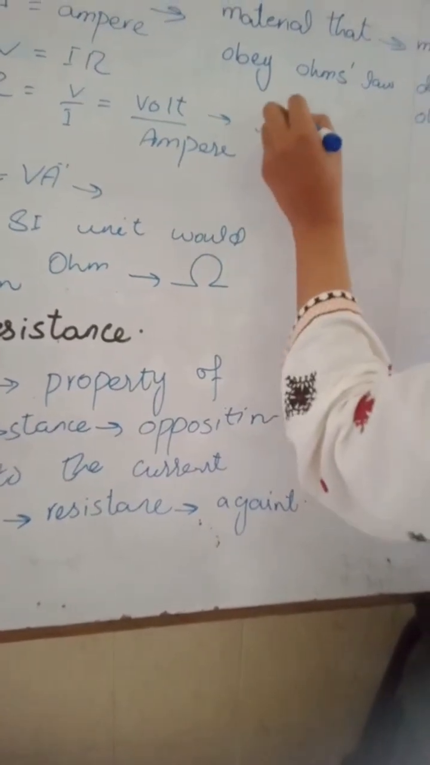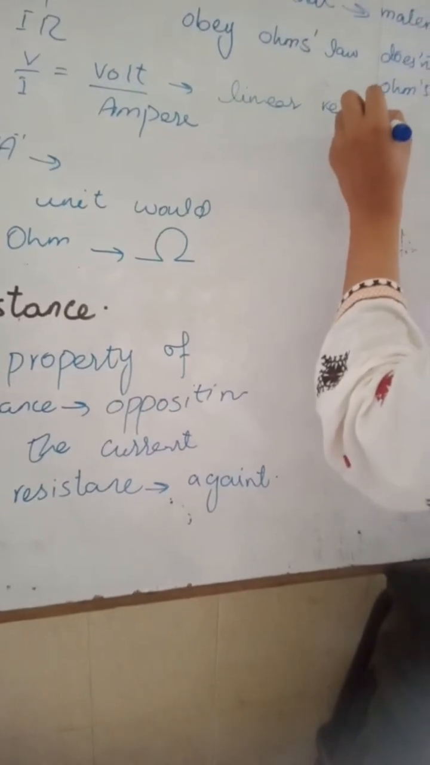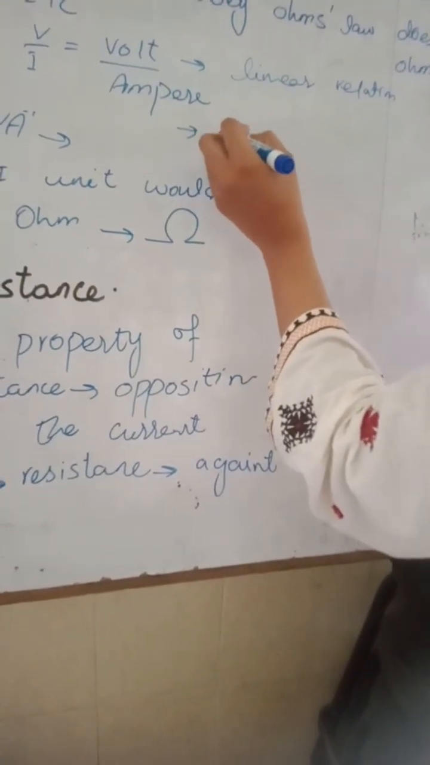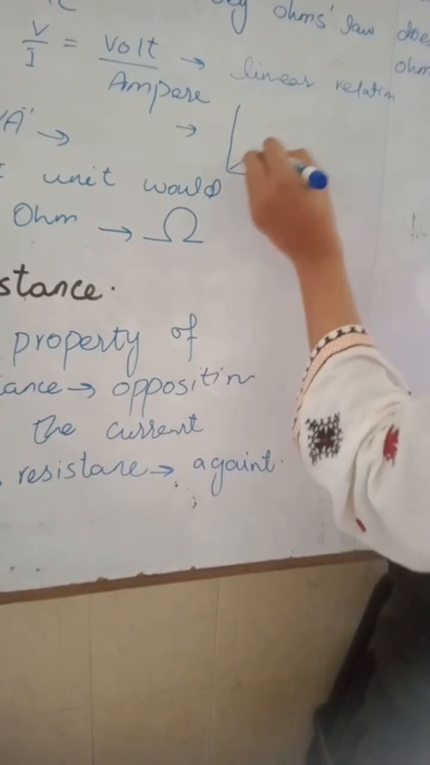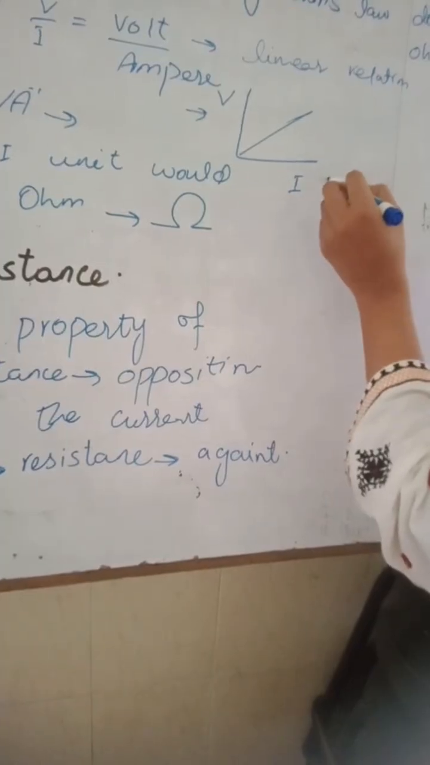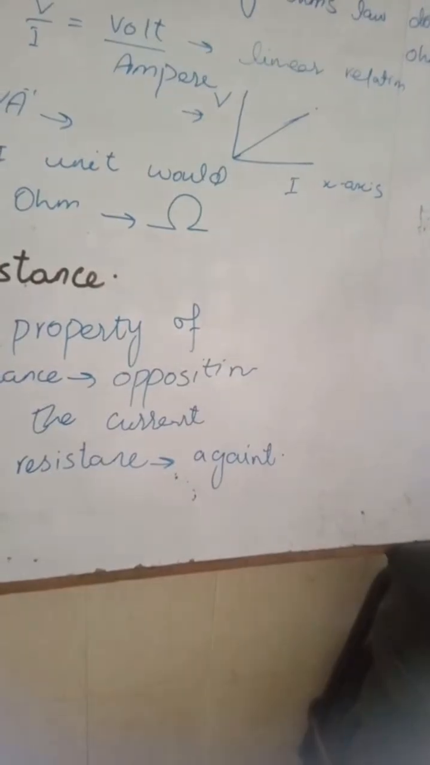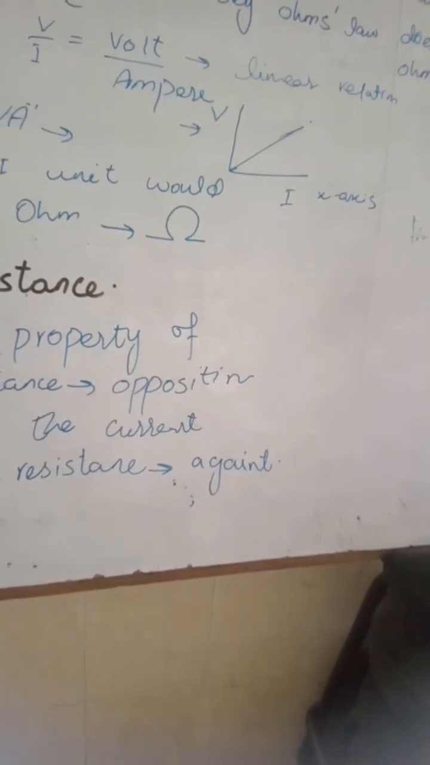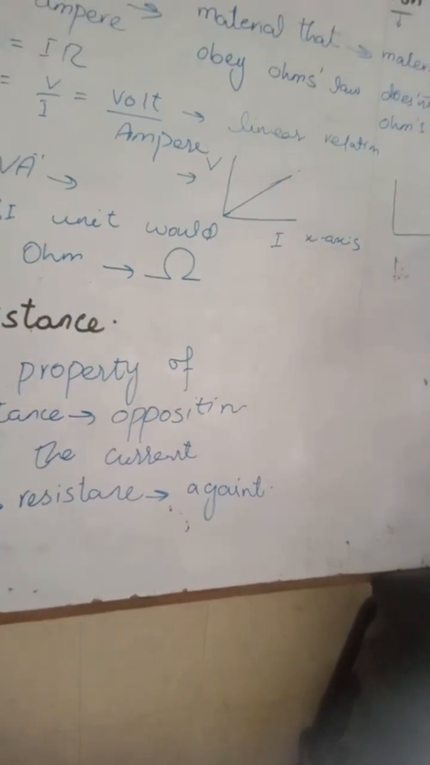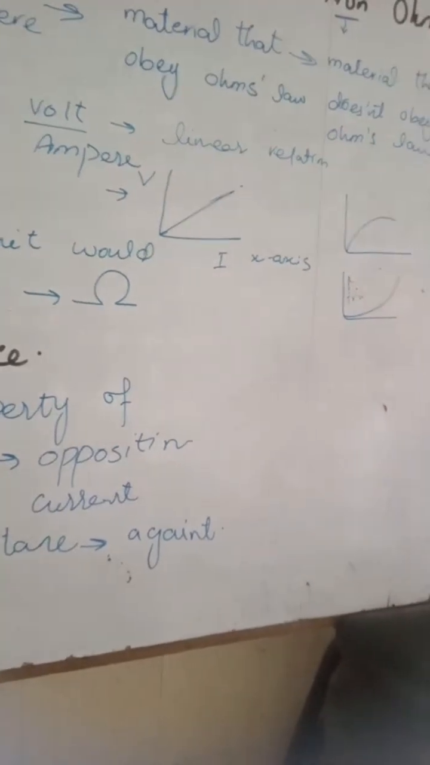Second, linear relation. We can understand it by graph. This is the relation: voltage on y-axis, current on x-axis. This will remain constant. If current increases, voltage also increases. But in non-ohmic, it can vary from top to bottom, from bottom to top.